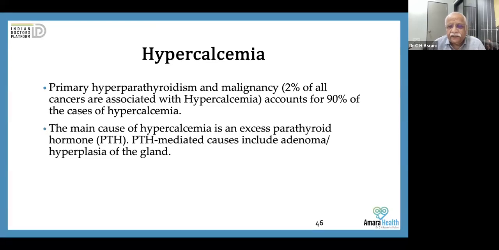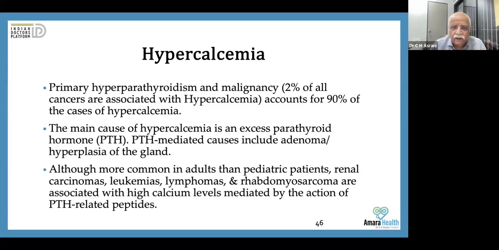The main cause of hypercalcemia is an excess of parathyroid hormone or PTH, and PTH mediated causes include adenoma or hyperplasia of the parathyroid gland. Although more common in adults than in pediatric cases, renal carcinomas, leukemias, lymphomas and rhabdomyosarcoma are associated with high calcium levels mediated by the action of parathormone related peptide.